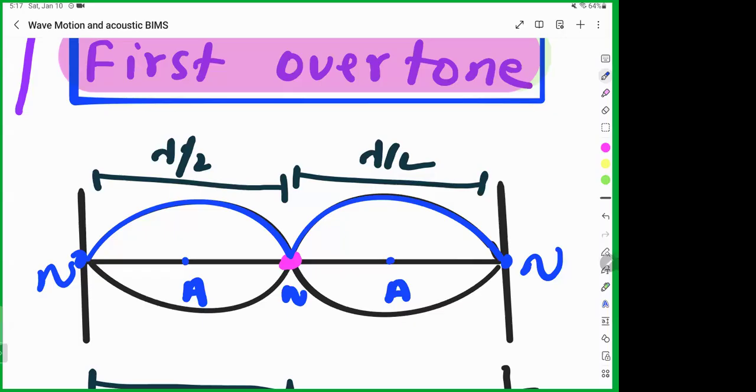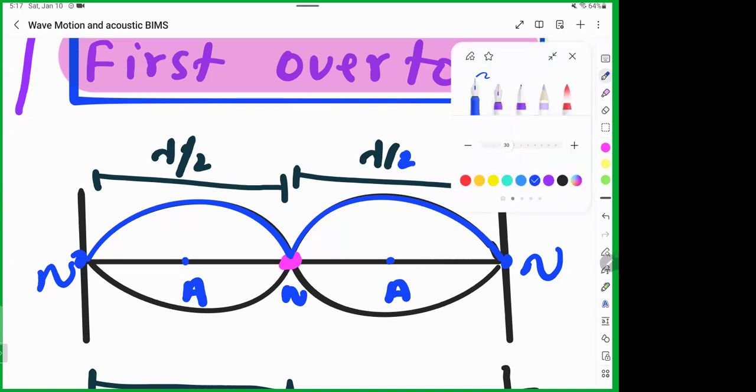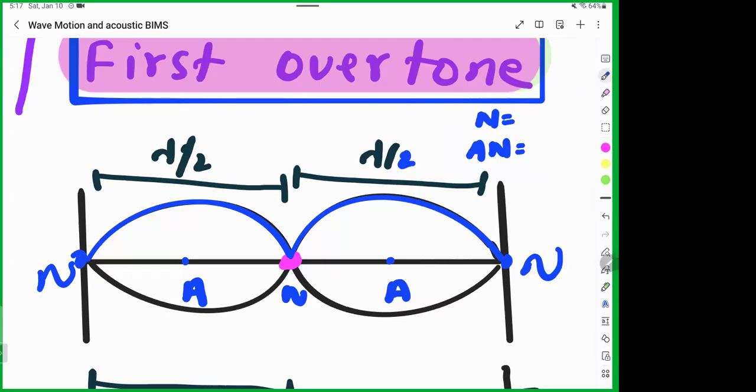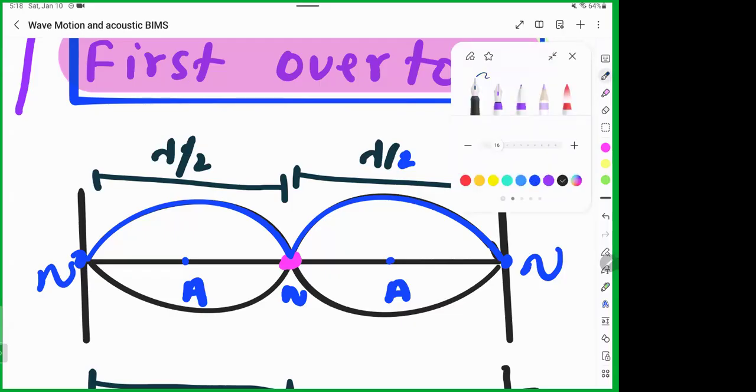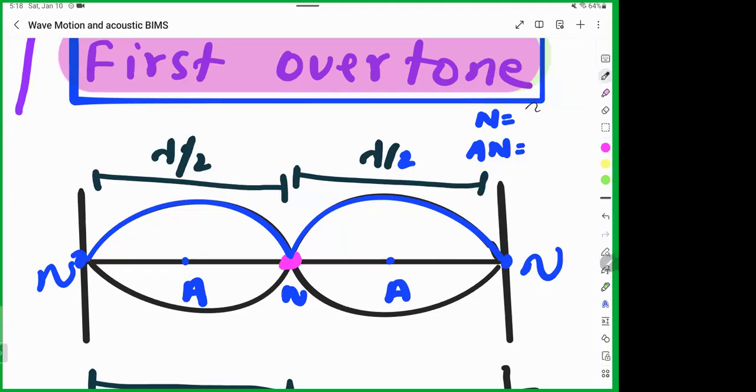It will be lambda, Anvita. How? Lambda by 2 plus lambda by 2. So the total is lambda. Chandana, how many nodes are formed in this situation? How many nodes, how many antinodes? 3 nodes, 2 antinodes. Correct? Chandana, any doubt?